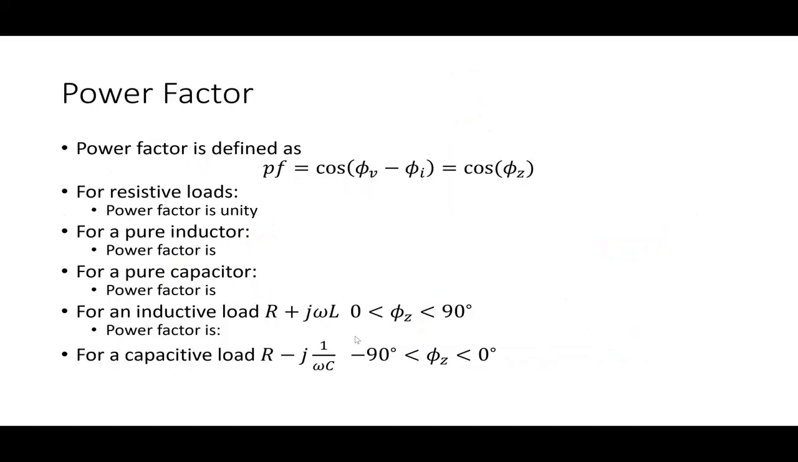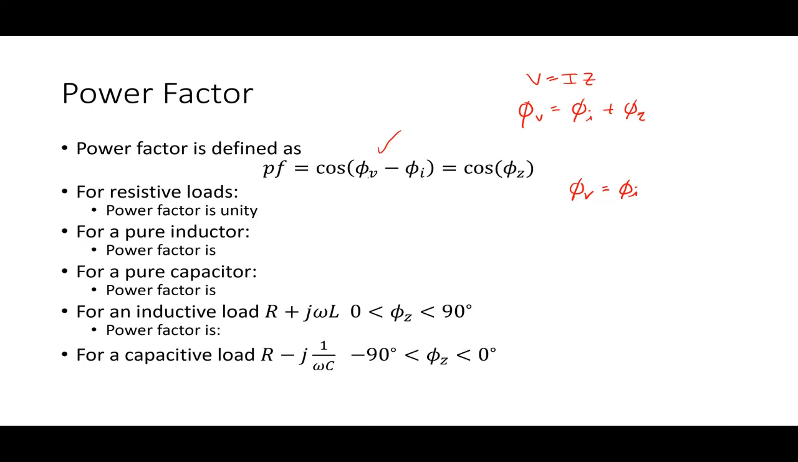Let's talk again about power factor. I've mentioned it before, but power factor is defined as the cosine of the angle between the voltage and the current, which is simply the cosine of the impedance angle. Again, using our Ohm's law relationship, we know that phi sub V is always phi sub I plus phi sub Z, since V equals IZ. A couple of things: we know that for a resistive load, the current and voltage are in phase. So in other words, phi V and phi I are always the same.